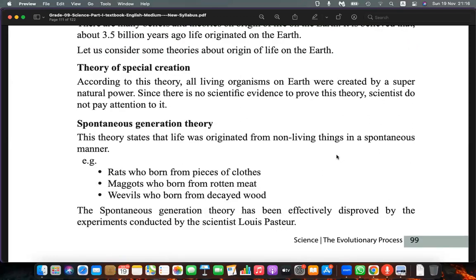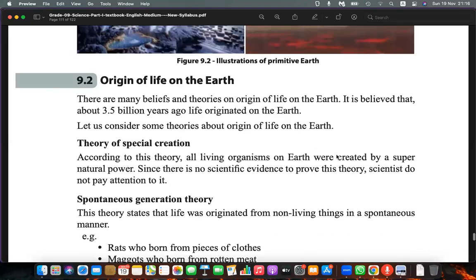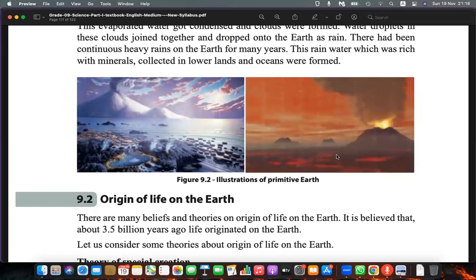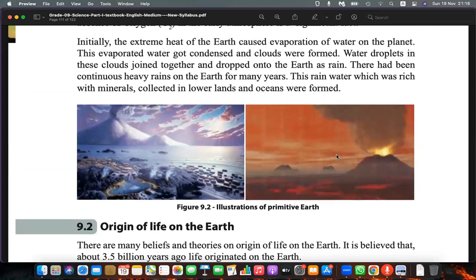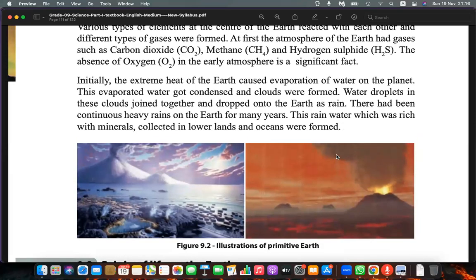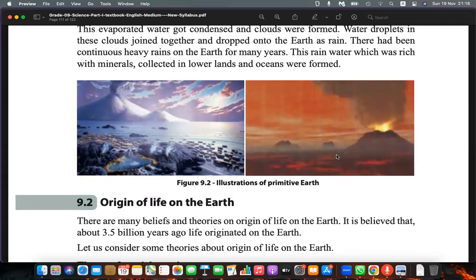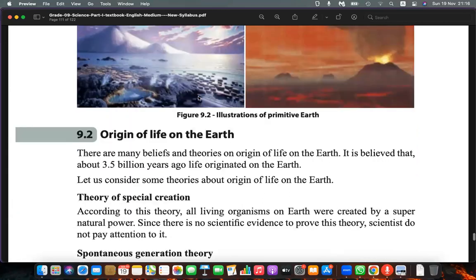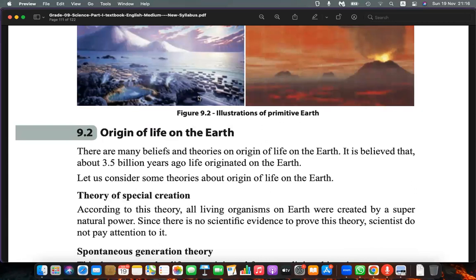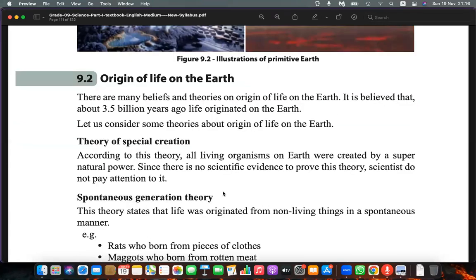Basically, the different theories, how the Earth originated, how the primitive Earth was, how the atmosphere formed, how rain happened, how Earth went through its first ice age. There were several ice ages, but how it went to the first ice age and how it cooled down, how oxygen was created, how life began in microorganism form. All these things we saw in that video.